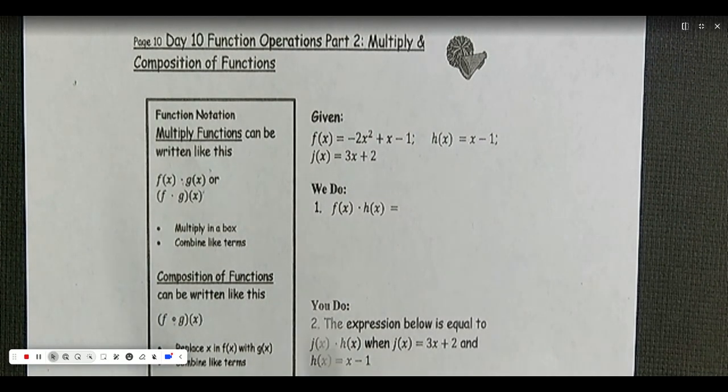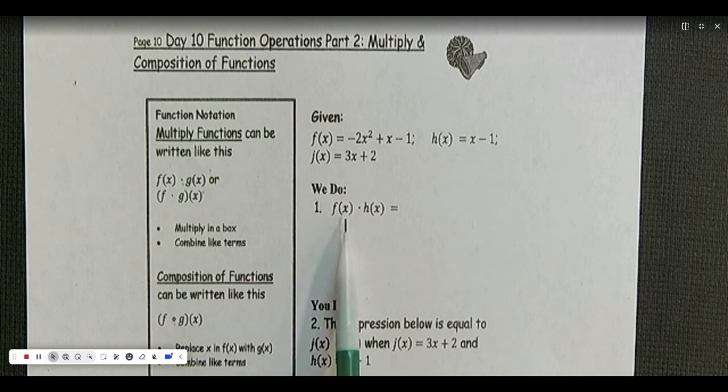So function notation, multiplying functions can be written like this. It can be written as f of x, and this means times g of x, or it can be written like this, with the f and the g in the first set of parentheses. And this means the same thing, f of x times g of x. So our first step is that we're going to multiply in a box. So let's look at an example.